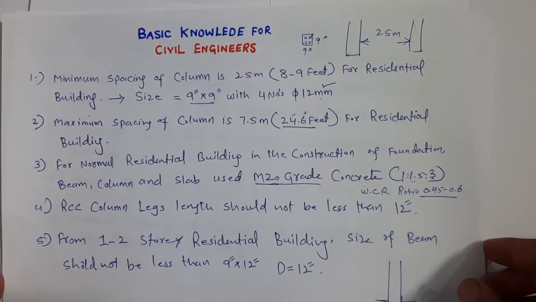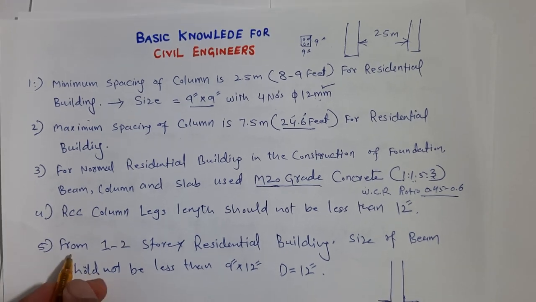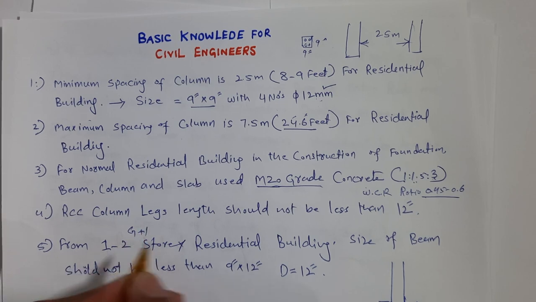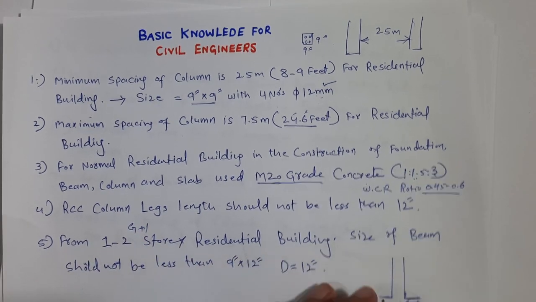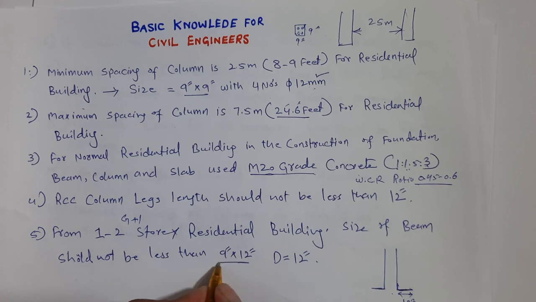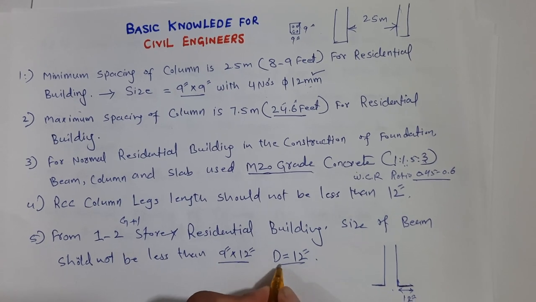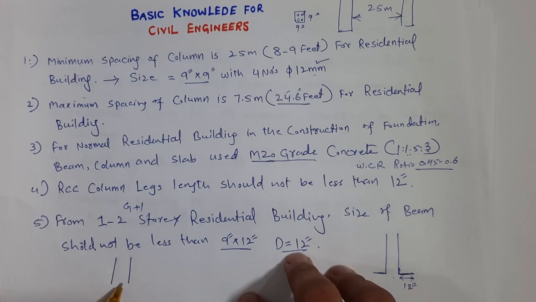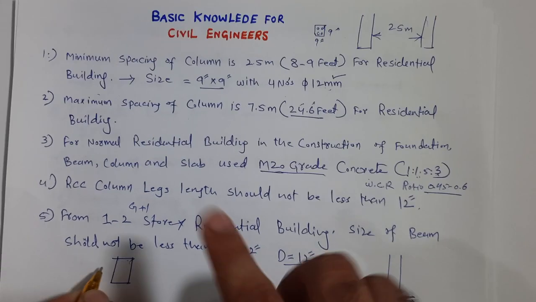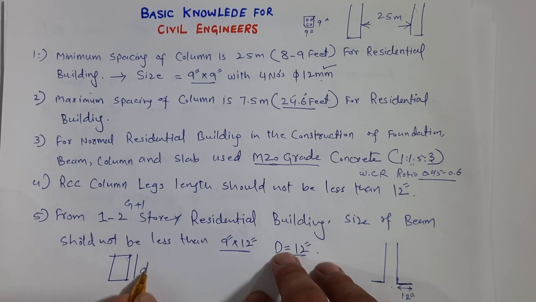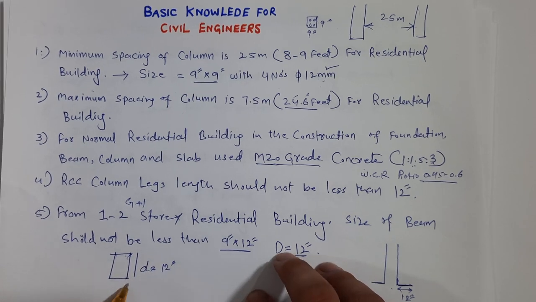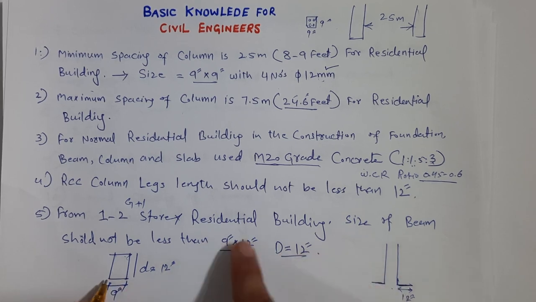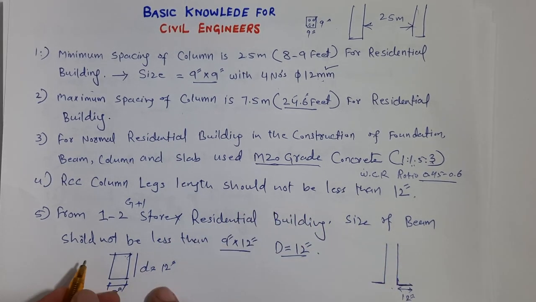Next guys, the fifth one is for 1 to 2 story. It means for a G plus 1 story residential building, the size of the beam should not be less than 9 by 12 inches, where depth of the beam should not be less than 12 inches. Here you can see this is a beam, plinth beam or floor beam. So the depth should be 12 inches and the width should be 9 inches. You can use this for a normal residential building of 1 to 2 story.